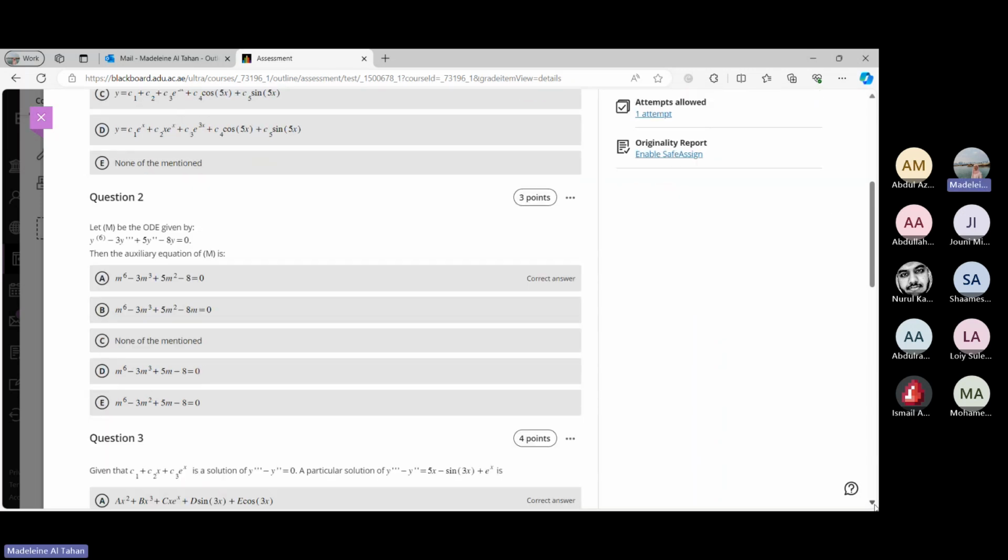Let's look at the second one. We are given a sixth order linear differential equation with constant coefficients. So instead of y to the power 6 as derivative, we will put m to the power 6. Of course, here the substitution is e to the power mx. And this one, minus 3m cubed plus 5m squared minus 8 equals 0. I expect that all of you solved this one correctly. Is it the case?